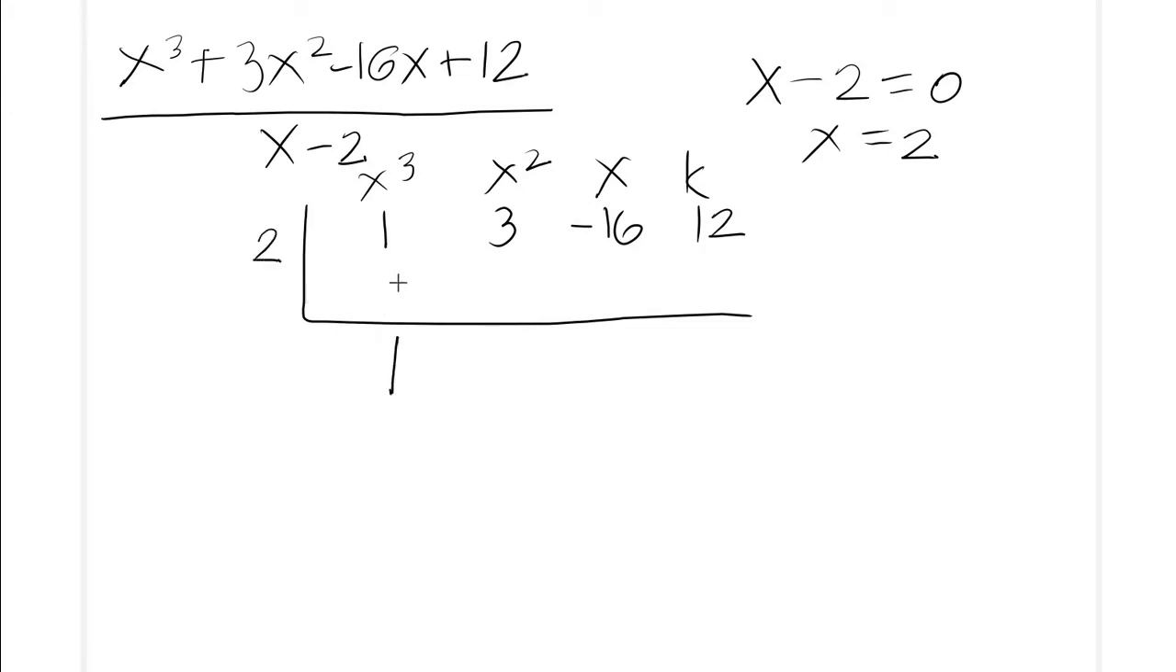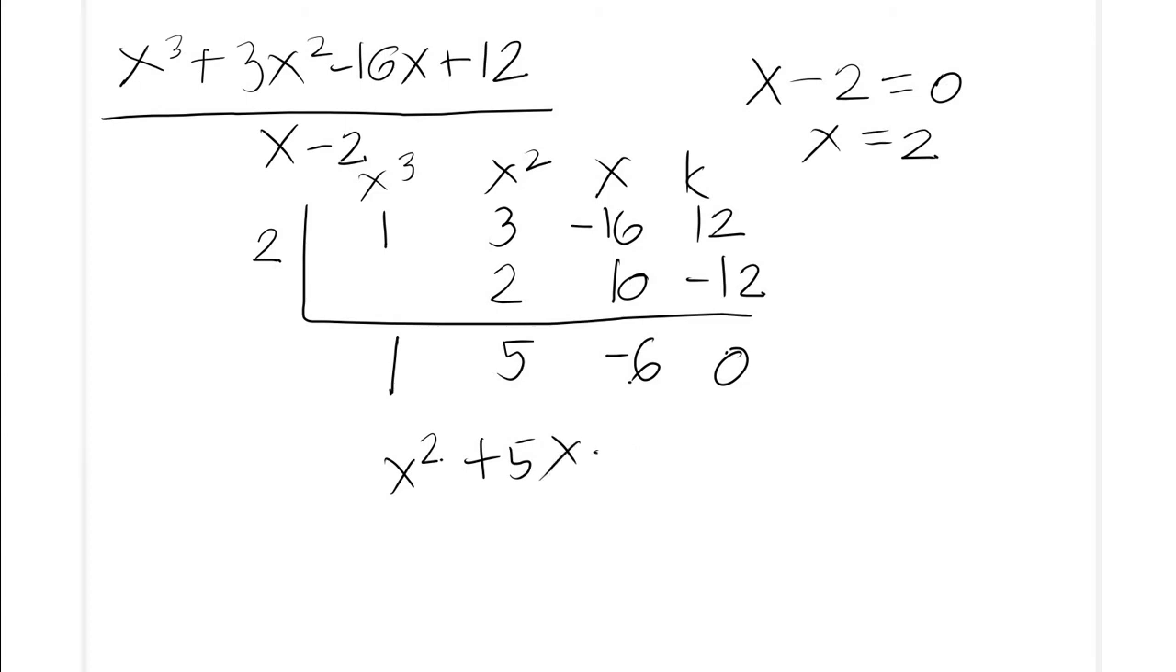So let's bring down 1, multiply it to 2, and that would be 2. Add 3 and 2, and that would be 5. 5 times 2 is 10. Negative 16 plus 10 is negative 6, and then negative 6 times 2 is negative 12, so that's a remainder of 0. So our answer for this one is x squared plus 5x minus 6.